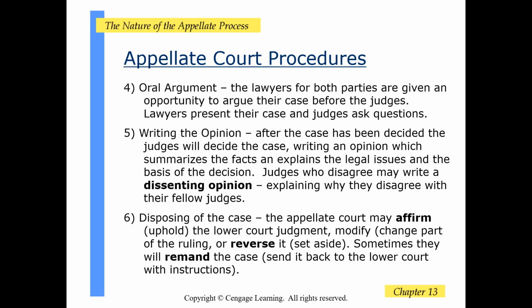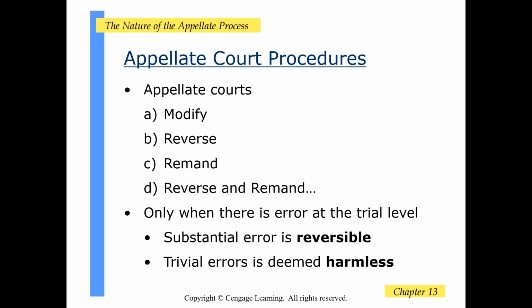There's the disposition of the case. The appellate court may affirm or uphold the lower court decision, may modify, change in part, or reverse, set aside the lower court. Sometimes the court will remand the case or send it back to the lower court with instructions on how to act. So appellate courts modify, reverse, remand, or reverse and remand cases only when there is error at the trial level. Substantial error is reversible. Trivial errors are deemed harmless.